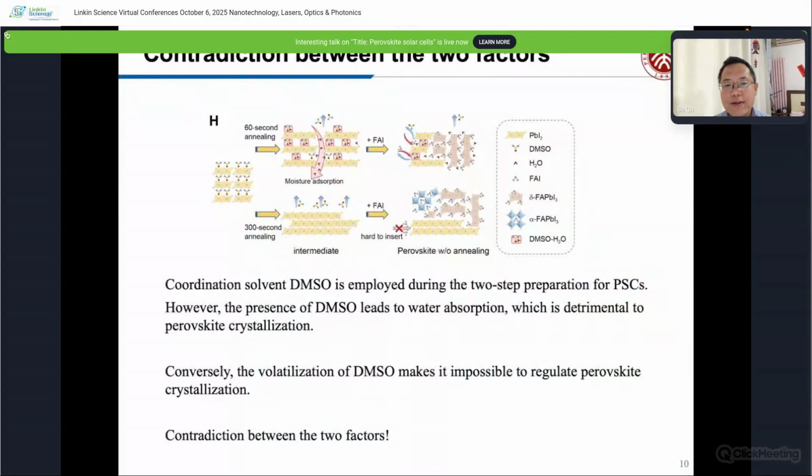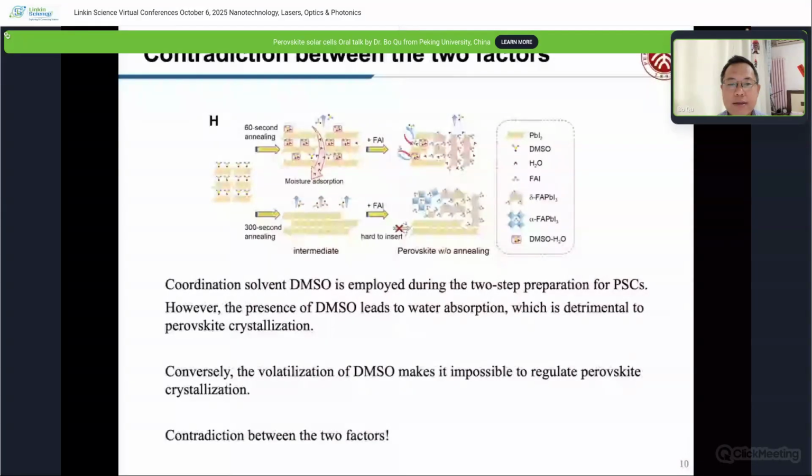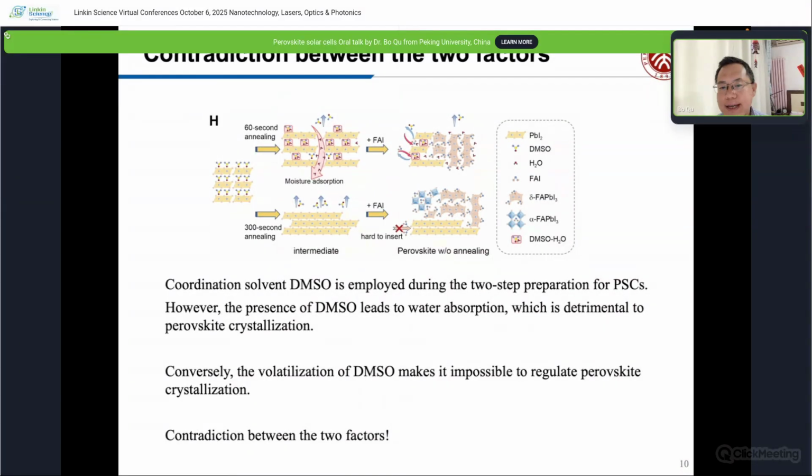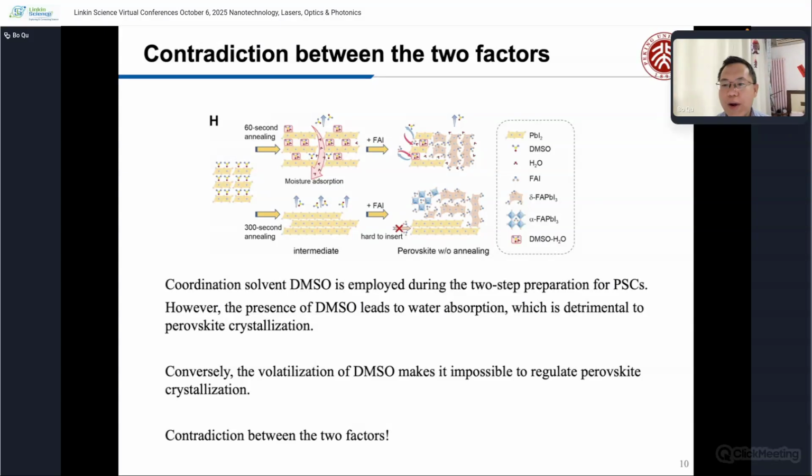The coordination solvent DMSO is employed during the two-step preparation for perovskite solar cells. However, the presence of DMSO leads to water absorption, which is detrimental to perovskite crystallization. Conversely, the volatilization of DMSO makes it impossible to regulate perovskite crystallization. So there is a contradiction between the two factors.